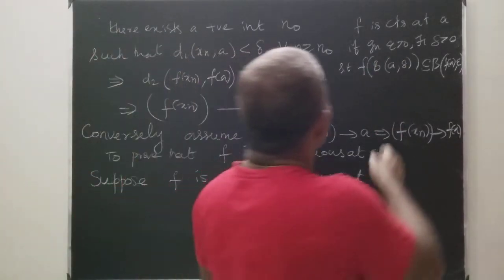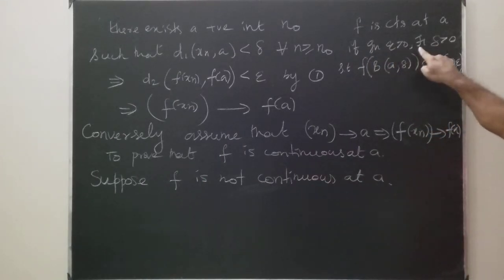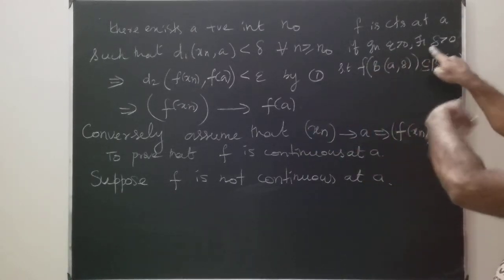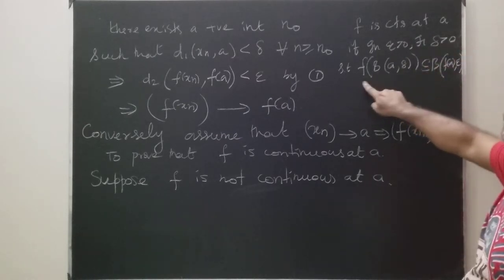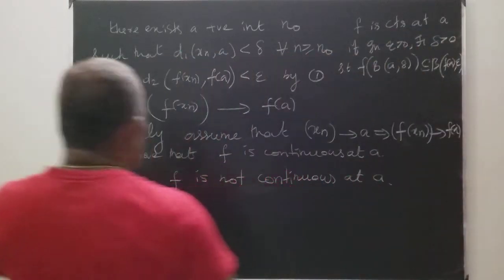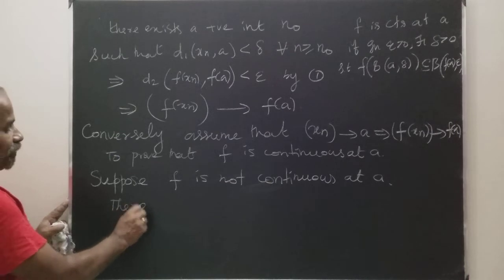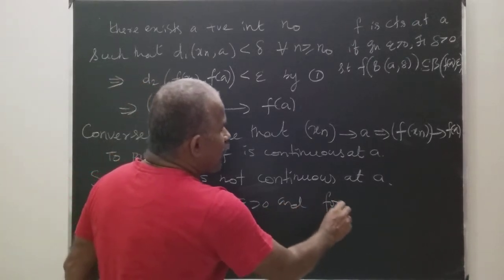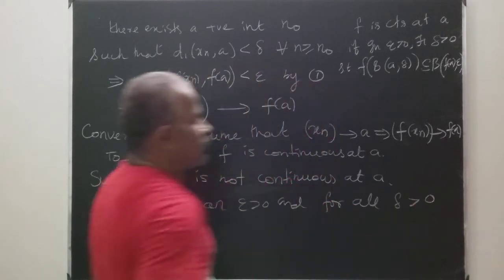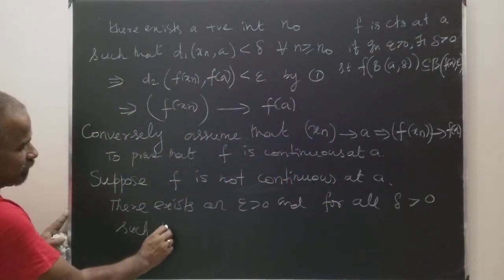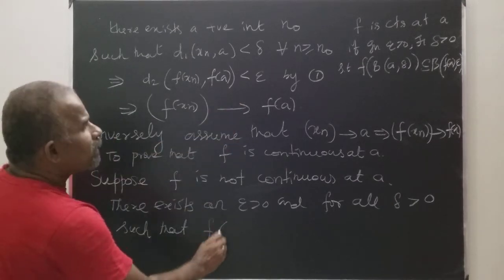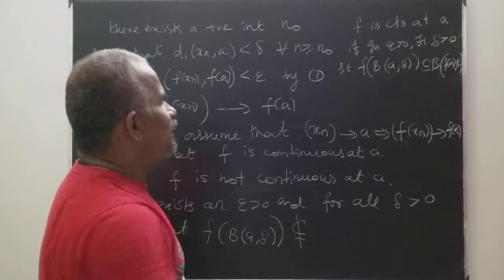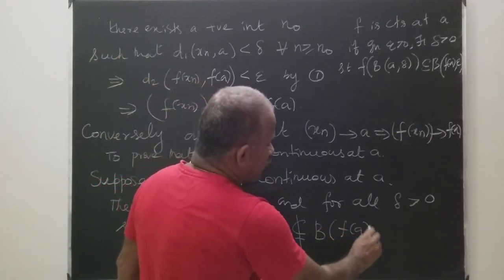Suppose f is not continuous. Not continuous means there exists an epsilon greater than 0 such that for all delta greater than 0, this does not belong to that. Therefore, f is not continuous at a: there exists an epsilon greater than 0 and for all delta strictly greater than 0, f of B(a, delta) is not a subset of B(f(a), epsilon).